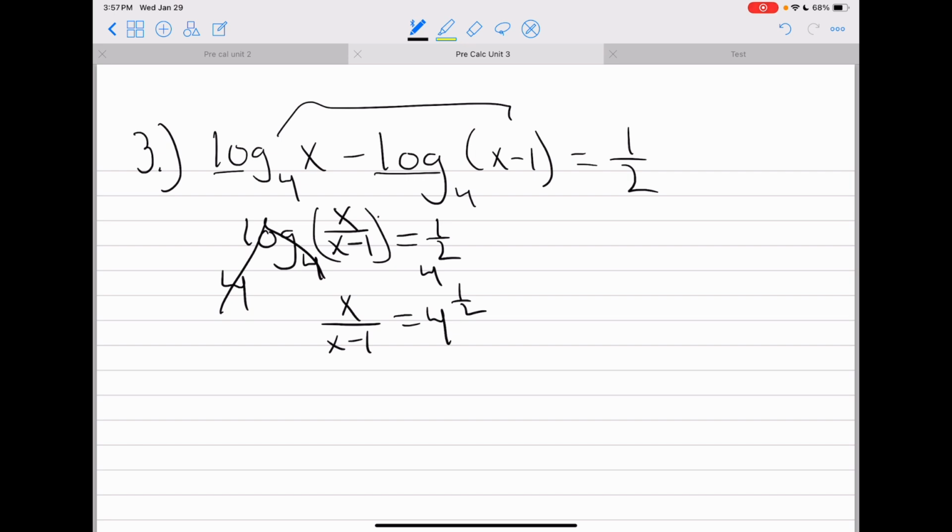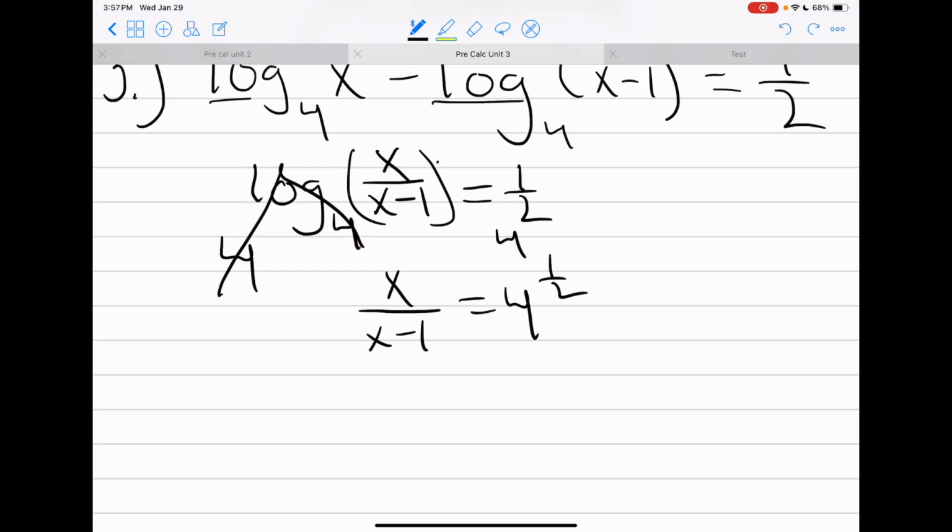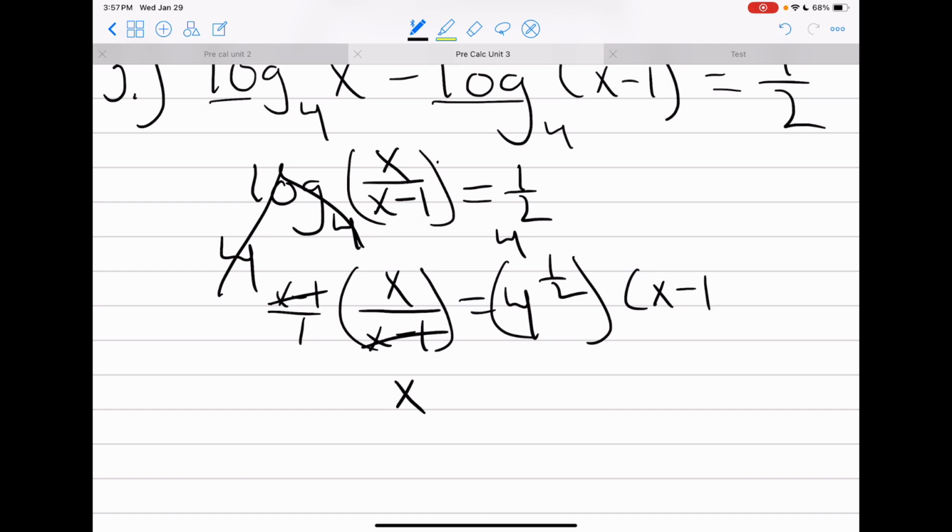Now we still have to solve for x, but the issue is we have an x in the denominator. So we need to get that out of the denominator. Anybody remember how to do that? Hopefully you do. Let's just take this and multiply it times x minus 1 over 1. Well, what happens? Cancel. I'm left with x over 1. So I'm left with x on this side, and I got to take 4 to the 1/2 power times x minus 1 as well.